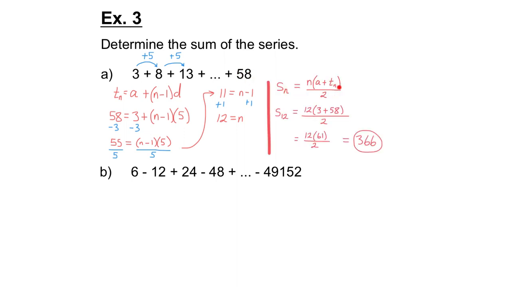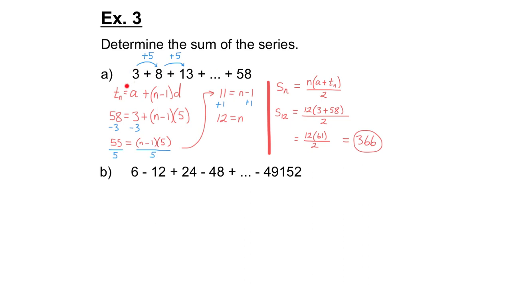So I'm going to use this formula. I want to find the sum of the first 12 terms, so n is 12. I also know the value of my 12th term, so I can just plug it in right here. I'm starting with 3, follow BEDMAS. 366 is the sum of this entire series.